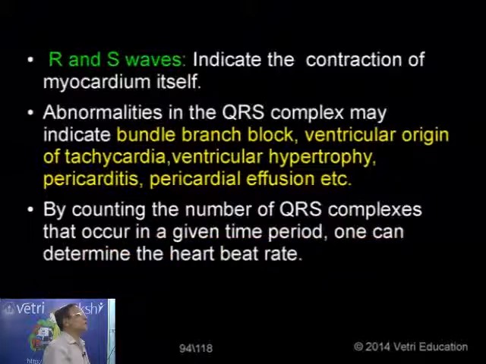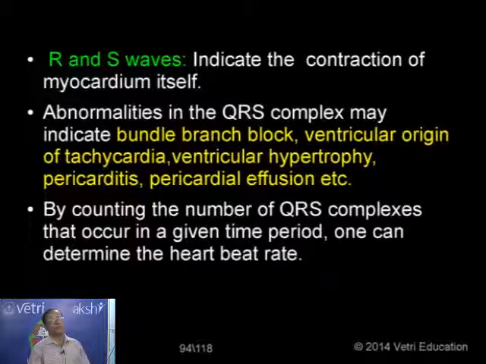Now, R and S waves. I mentioned them earlier; here I've given a different statement. These two waves indicate the contraction of the myocardium itself, that is nothing but the muscular walls of the ventricles. The Q wave is the septal wall depolarization, and here the R and S waves are because of the ventricular wall depolarization. That's why I mentioned myocardium, that is nothing but the muscle wall of the ventricle.